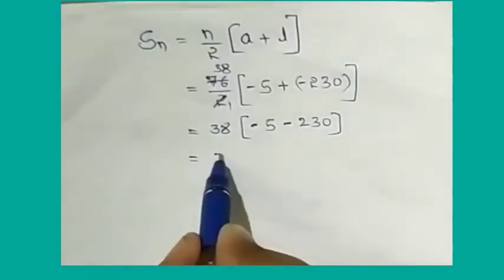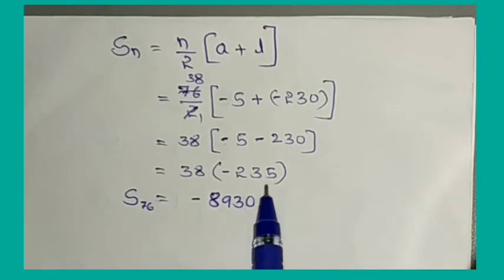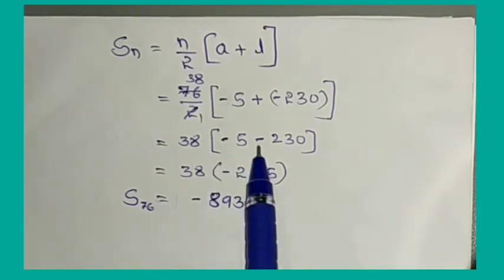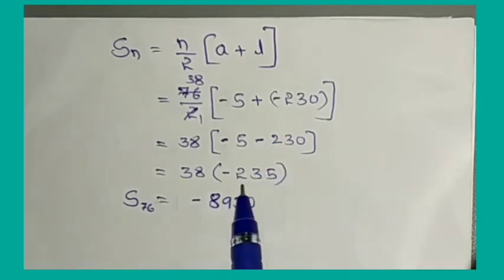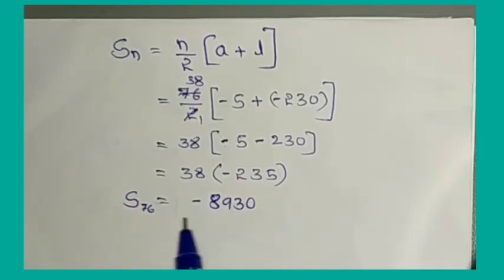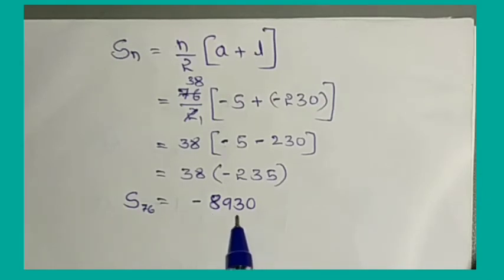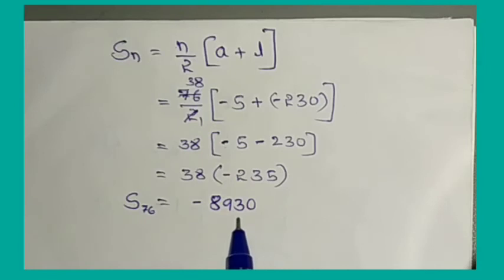So 38 into minus 235. So here same signs are there, minus, here also minus, so 5 plus 230 will get here minus 235. So minus 235 into 38, here we will get the sum, that is minus 8930. So our sum of 76 terms will be minus 8930. This is our answer.